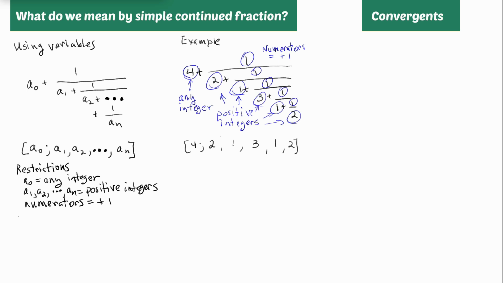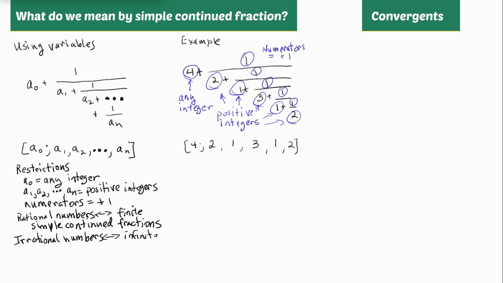Simple continued fractions have values. If the value is a rational number, then the simple continued fraction is finite. It has an end, like the one in our example. That one ends with the 1 over 2 at the bottom. But if the number is irrational, the simple continued fraction is infinite. It goes on forever. You never get to anything like 1 over 2 at the end of our example.